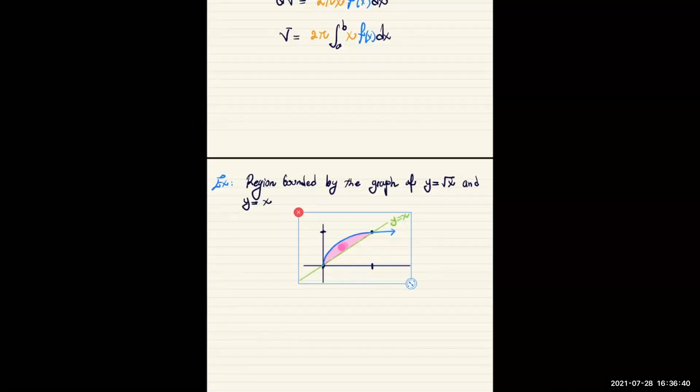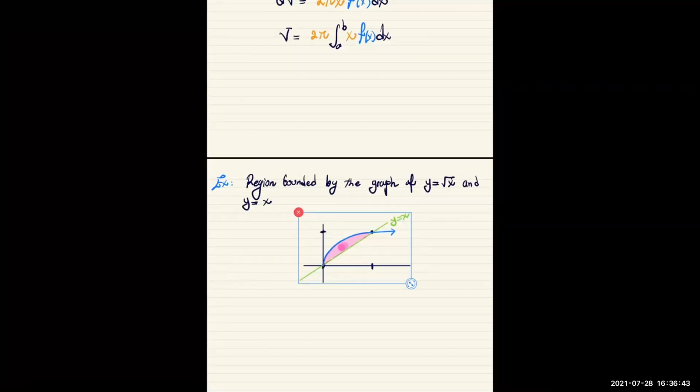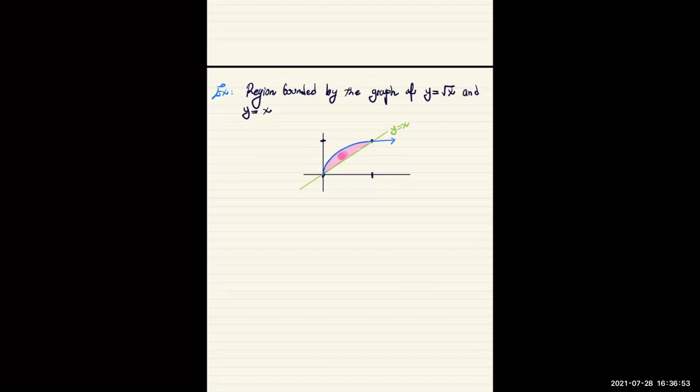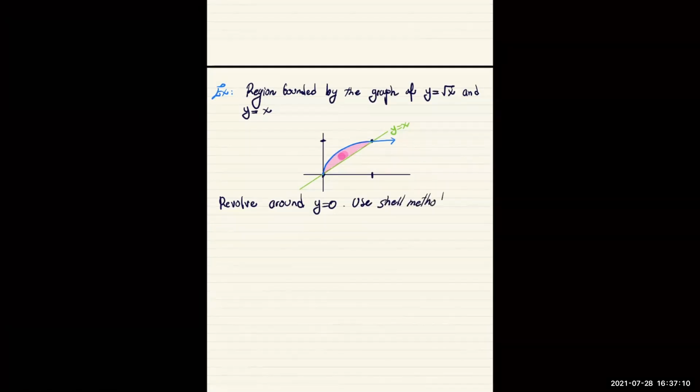All right, great. So same problem, guys. And we are going to revolve this around again y equal to 0. So find the volume. Revolve around y equal to 0. And here we're going to use the shell method instead of the washer method.